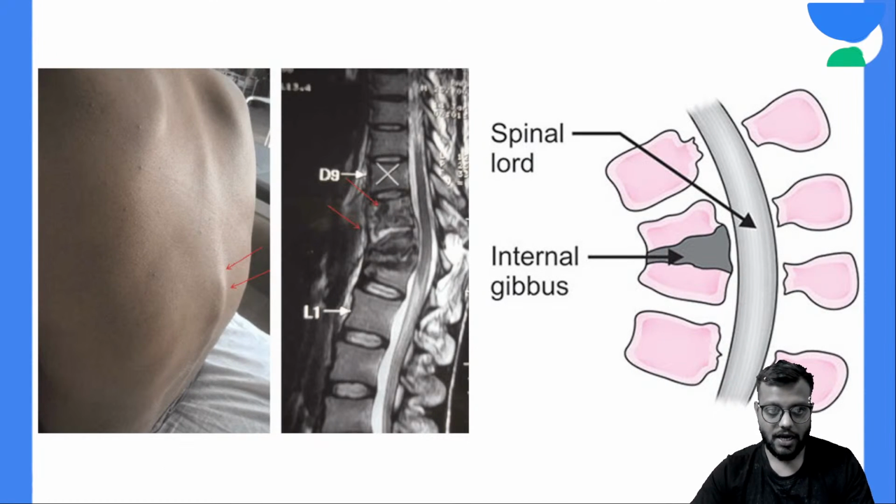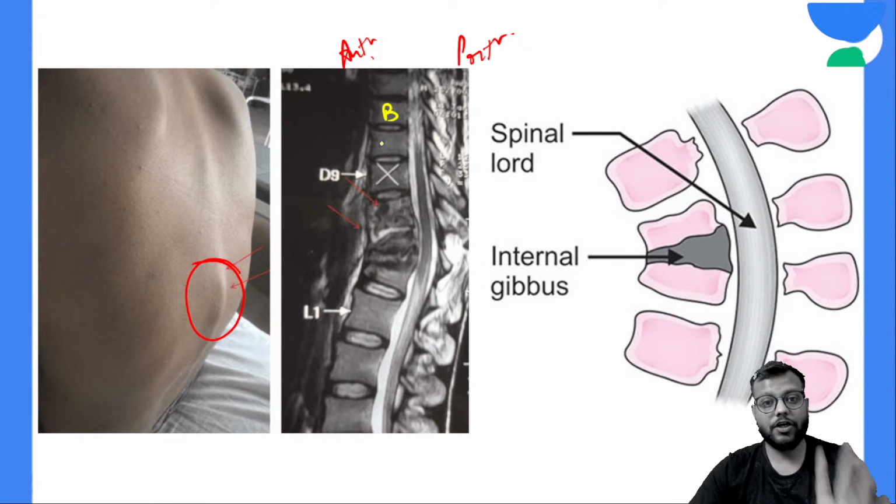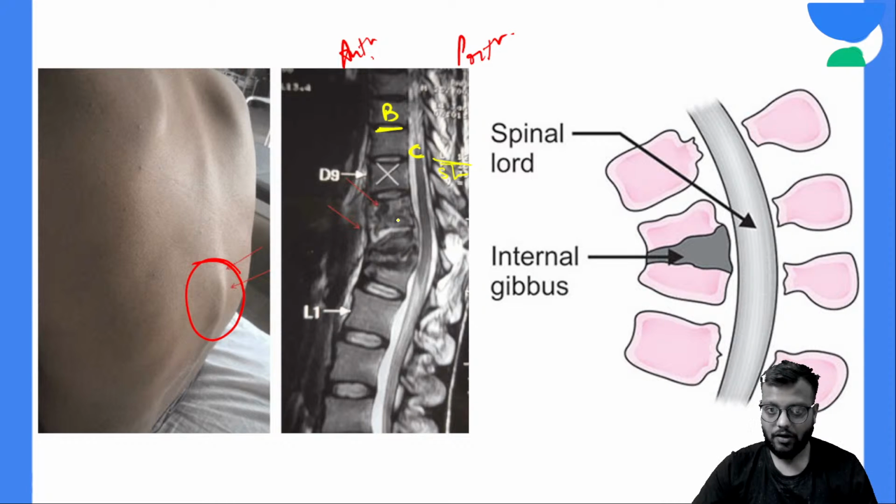Okay, so here you can see this is an angulation, and this is your anterior part and this is your posterior part. Here you will have the vertebral body, this is the vertebral disc, here is your spinal canal, and these are your spinous processes. Now here you can see the lesion, which is devascularizing and eroding the vertebral bodies and leading to compression of the vertebral canal.